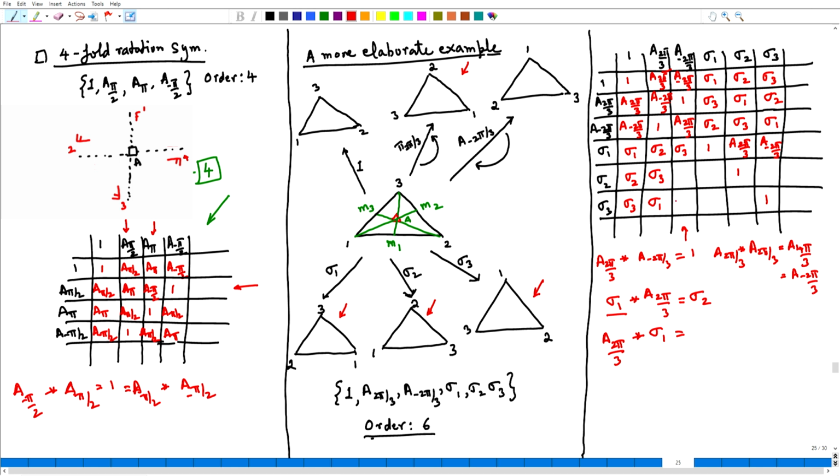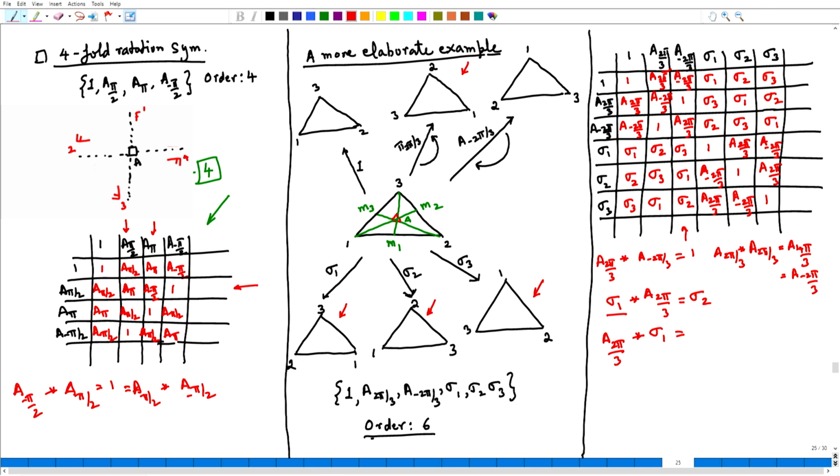Now, sigma 1 cannot come in the last cell, because sigma 1 is already present in this last row. So, sigma 1 has to come here and sigma 2 has to come here. Similarly, let me just fill now the rest. A minus 2 pi by 3, there are two mirror operations, so it converts into a rotation. A 2 pi by 3, this one would be A minus 2 pi upon 3, and out here it would be A 2 pi upon 3.